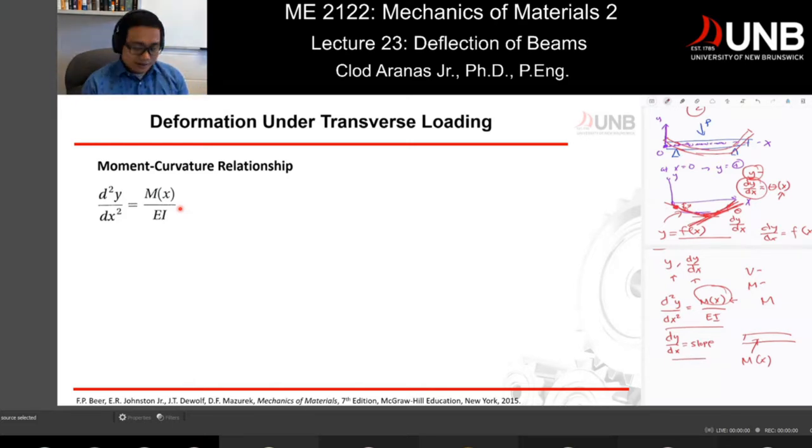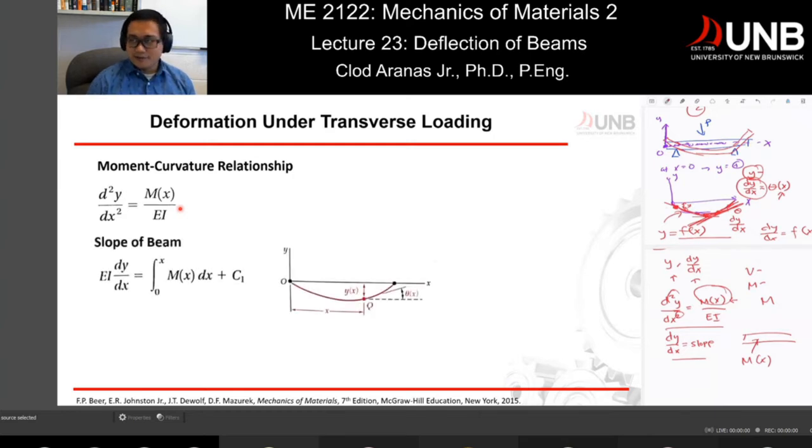That's very critical in terms of design. How can we determine the slope of the beam? We can get the integral of both sides of the equation so that we can eliminate this square value right here, and then we are left with dy over dx, which is the next slide right here.